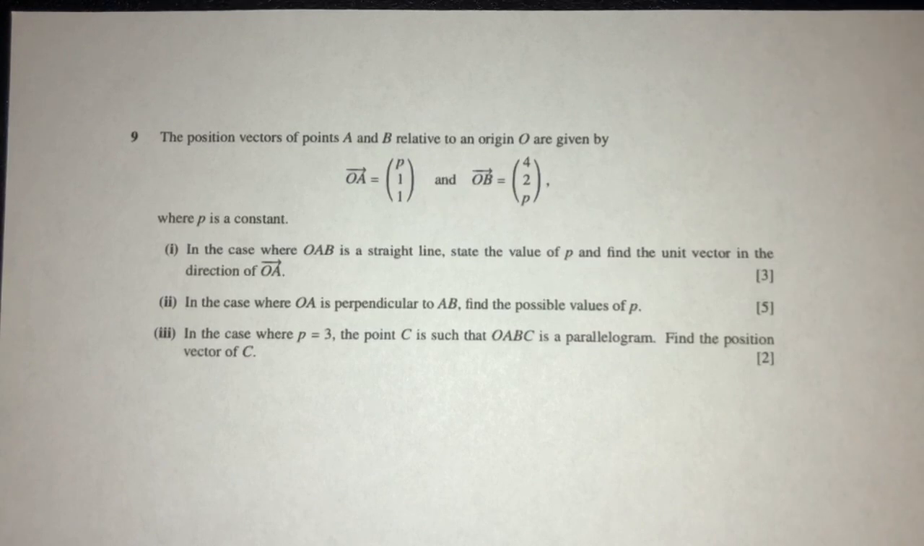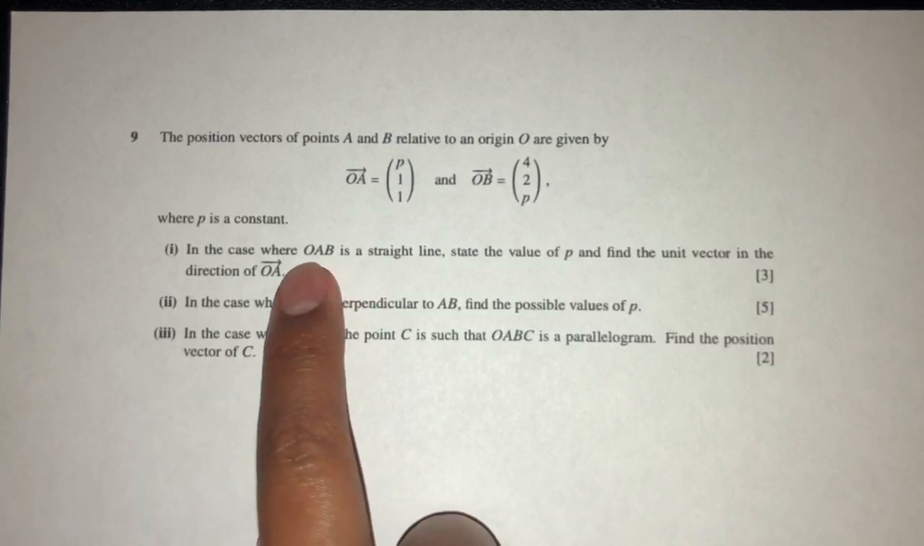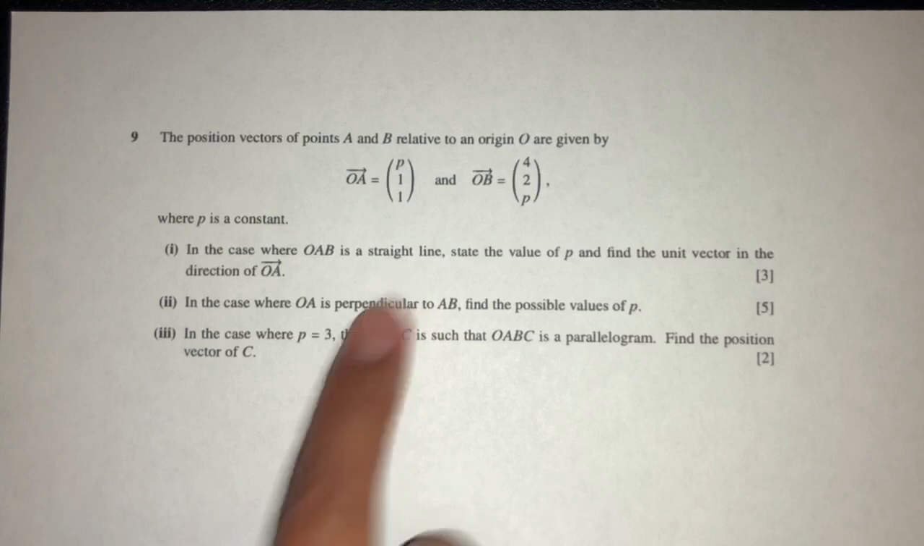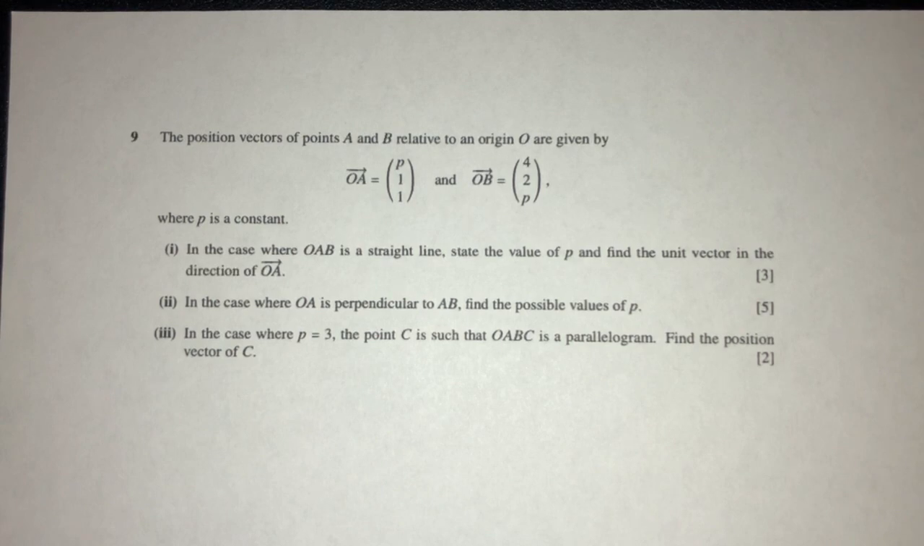The position vectors of A and B are given to you as follows, where p is a constant. Now part 1, in the case where OAB is a straight line, state the value of p and find the unit vector in the direction of OA. So let's think. What happens if OAB is a straight line?